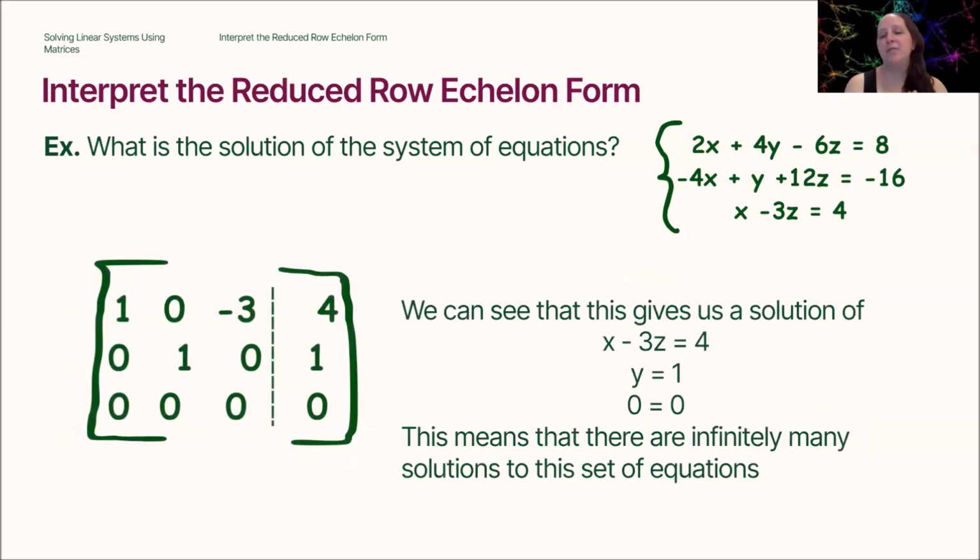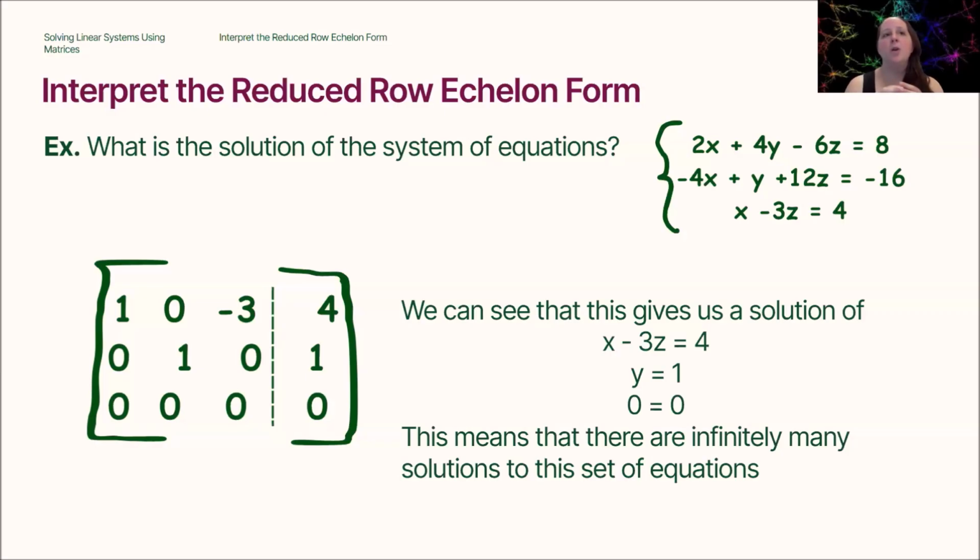We can see that this gives us a solution of x minus 3z equals 4, y equals 1, and 0 equals 0. This means that there are infinitely many solutions to this system of equations. When I get 0 equals 0 in that bottom row, or any row, I know that there are a bunch of different solutions that I could potentially substitute into these values.